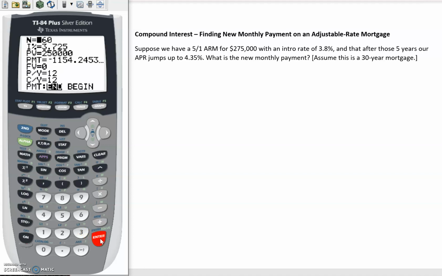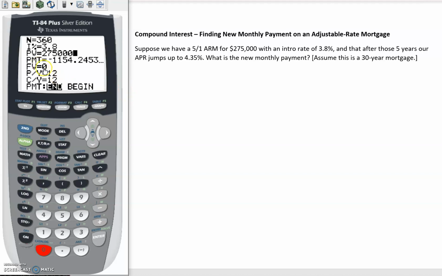So when we start off these problems, the most important thing is to think, how much time do I have left on my loan? So forget about the fact that we have 5 years of a fixed rate. In total, this is a 30-year mortgage. So at the beginning of this, we have 30 times 12, 360 payments left to make. That intro rate is 3.8%. We're going to get to that future rate later, but we're just starting off with all the initial info. Our present value is $275,000.